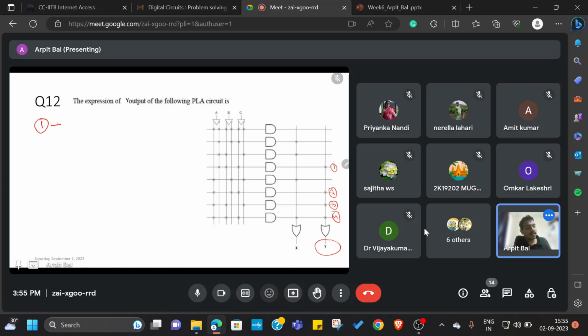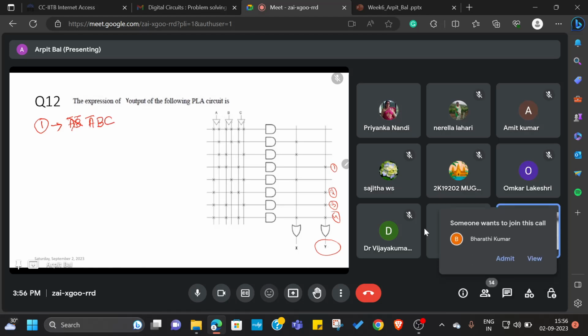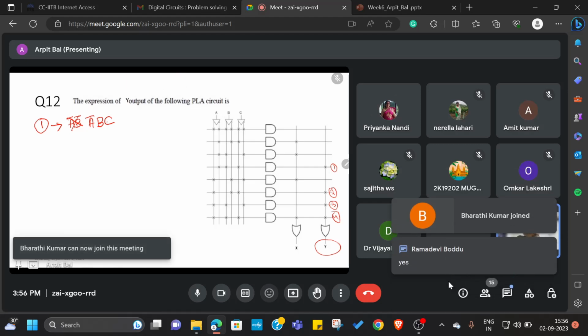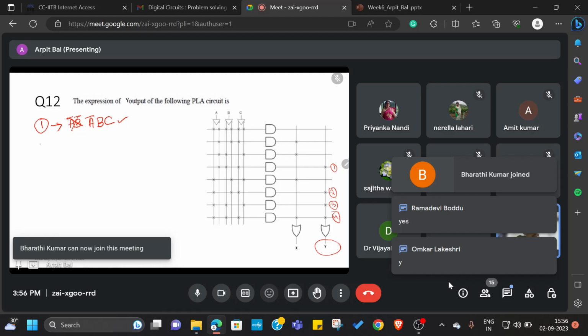What is 1? A bar, B, C. Yes, A bar, B, C. Does everyone agree to this? Okay, so 1 is A bar, B, C.